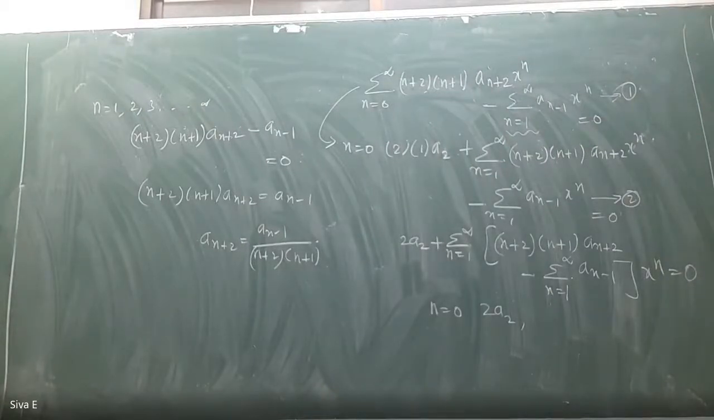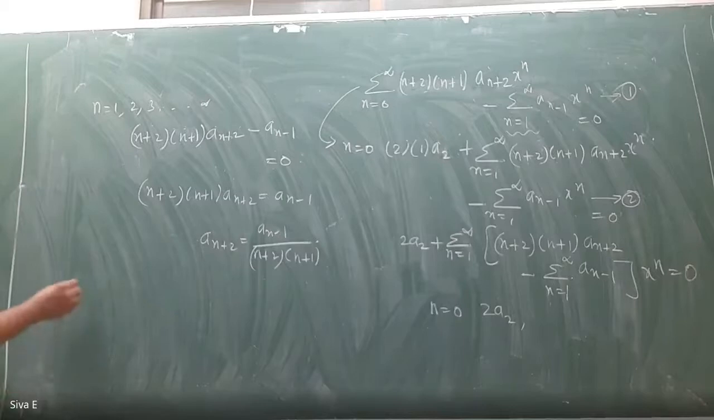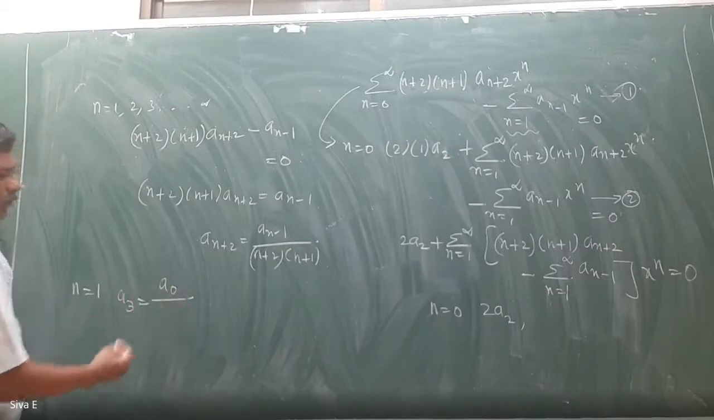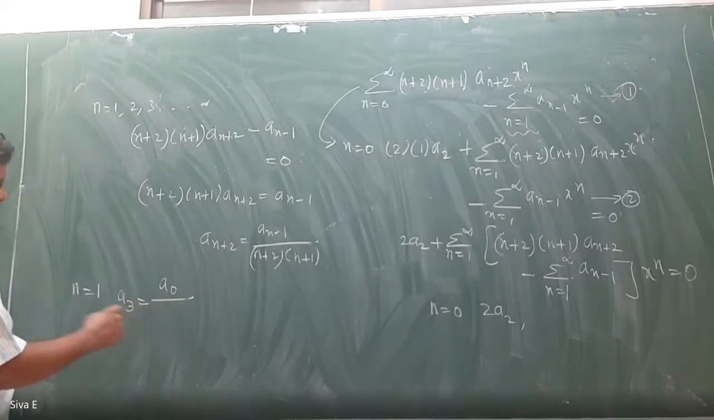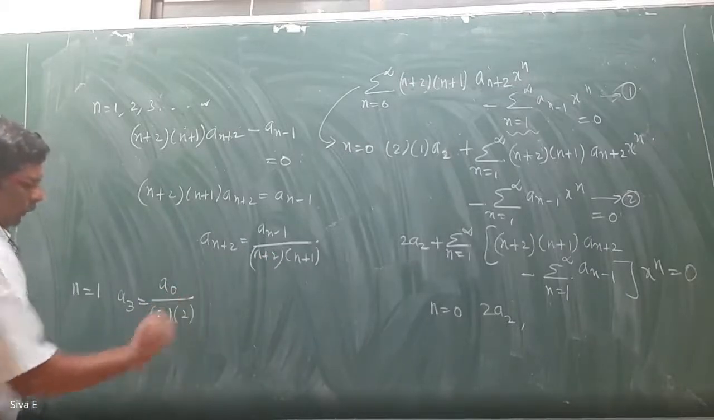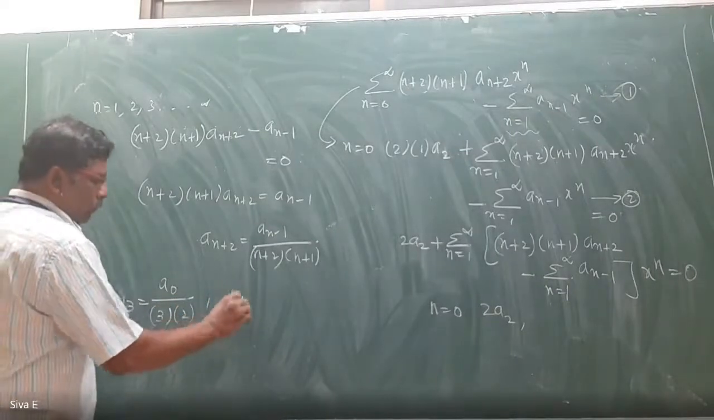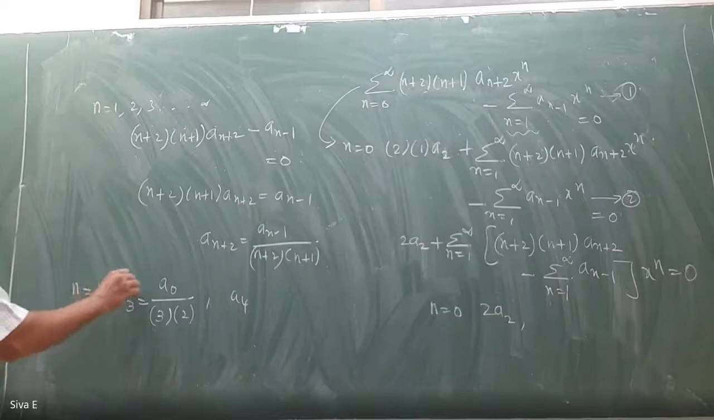Substituting n equal to 1 to infinity, we get that when n equal to 1, a3 equal to a0 by 3 into 2. For n equal to 1, 2, 3, etc.